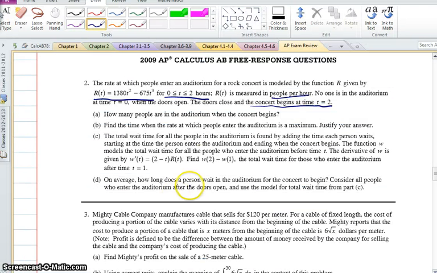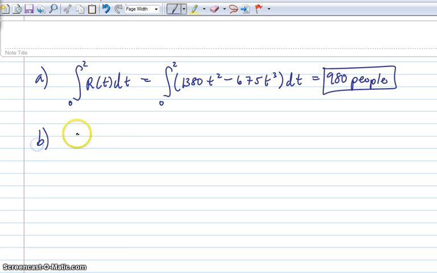Now part B says find the time when the rate at which people enter the auditorium is a maximum. So the rate is a maximum, so we're trying to maximize r of t. To find the maximum, you have to take the derivative. So let's take the derivative in part B of r. So r prime of t is going to equal, now you have to take this derivative by hand. So let's go ahead and do that.